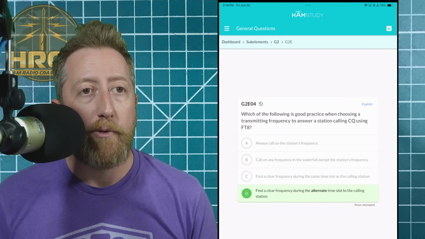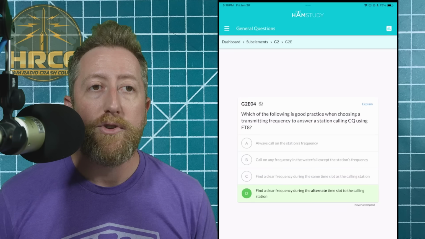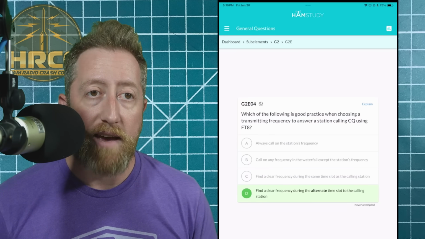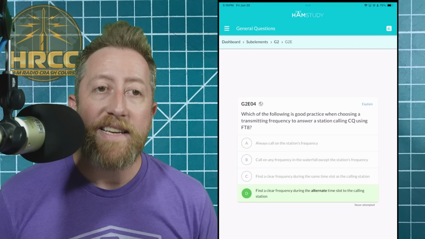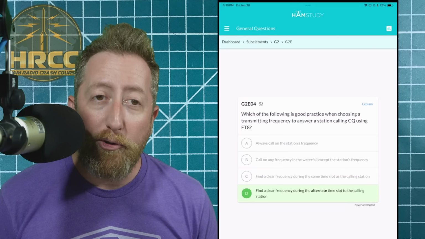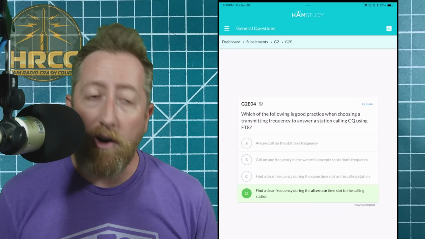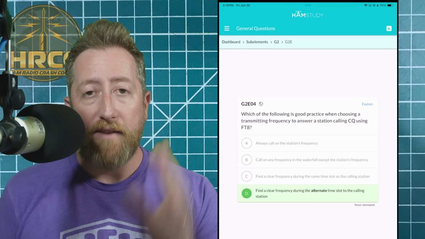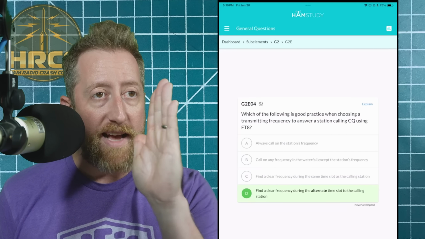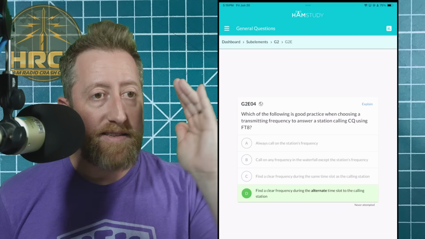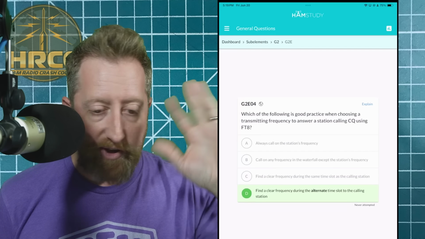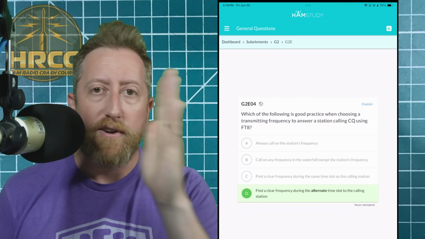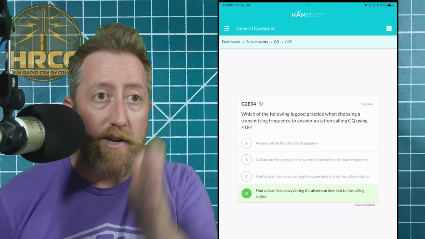All those are true. Number 4, which of the following is good practice when choosing a transmitting frequency to answer a station calling CQ using FT8? D, find a clear frequency during the alternate time slot to the calling station. I have a video on this. Make sure that you treat FT8 like parking lots. Everybody has to be in regimented spots, and you want to be exactly like 500 hertz off of each person. Like, you just want to line right up in there.